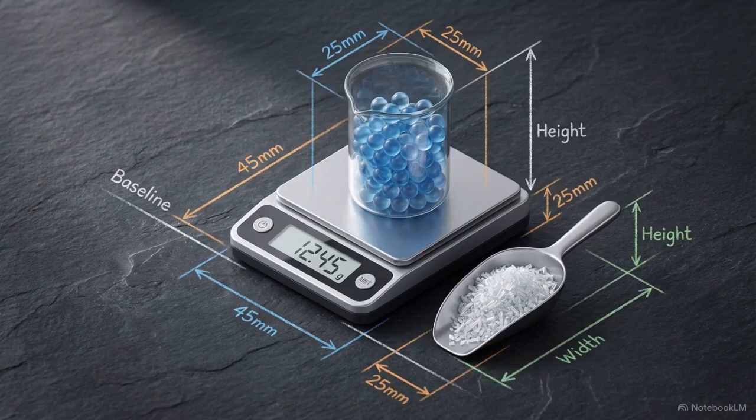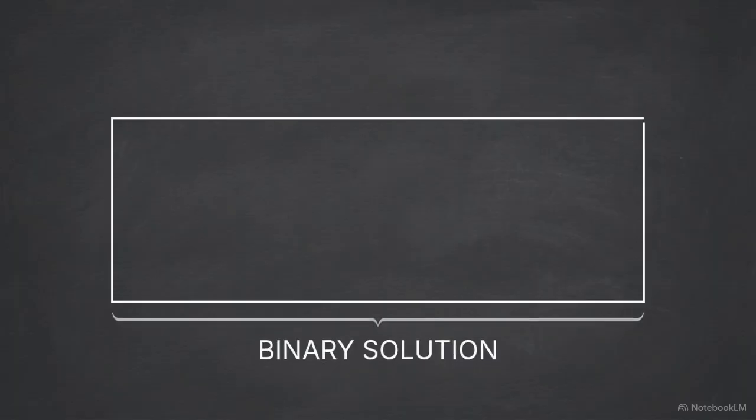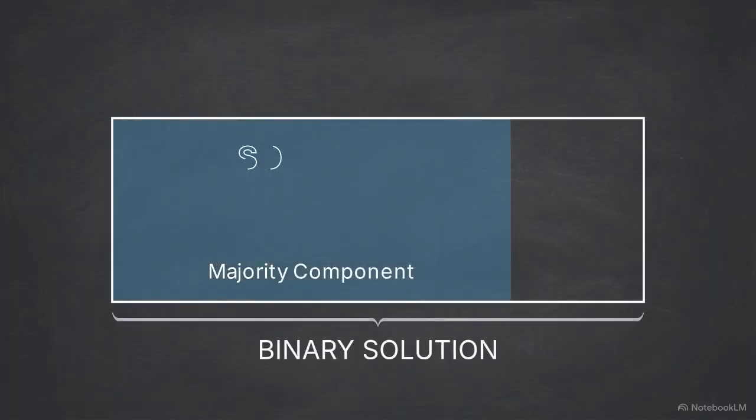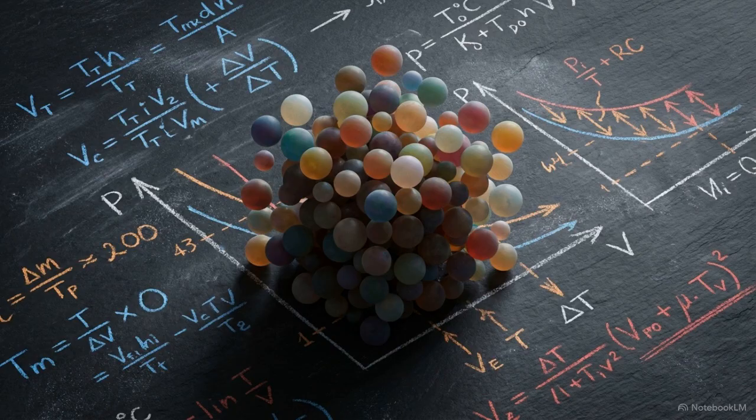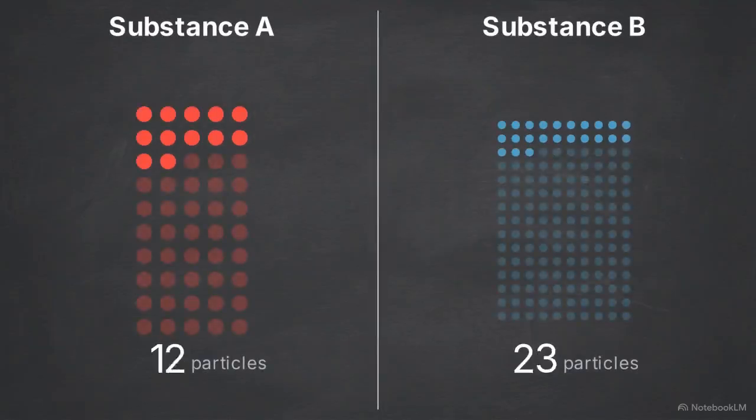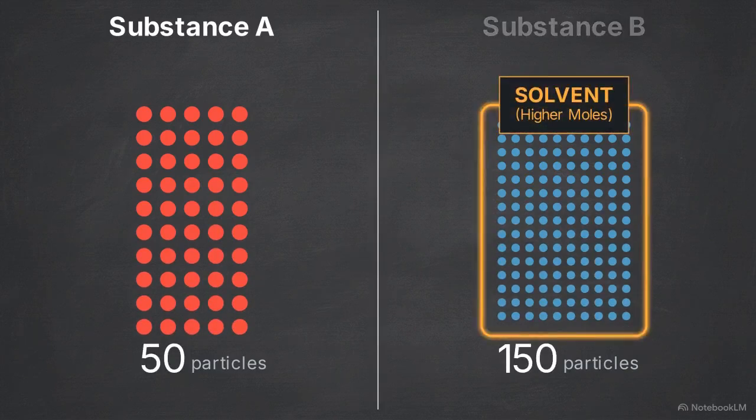We establish the baseline behavior of the system by measuring the quantities involved. The component present in the higher physical amount acts as the solvent, while the minority component is the solute. If both components happen to be present in identical physical quantities, we drop down to the molecular level. The substance with the higher number of moles claims the title of solvent.